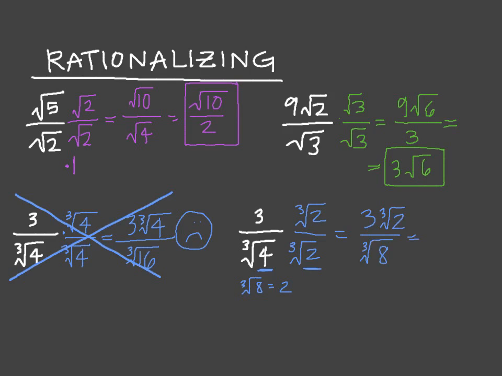This is ending up how I wanted it to end up. So 3 cube root 2 over the cube root of 8, which is 2, and this is fully rationalized, and I can't reduce it either because 3 and 2 don't have a common factor.